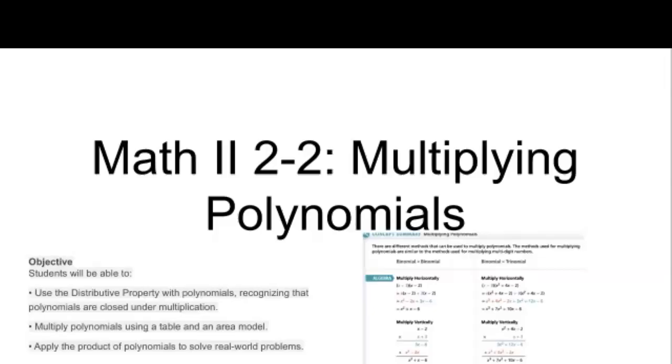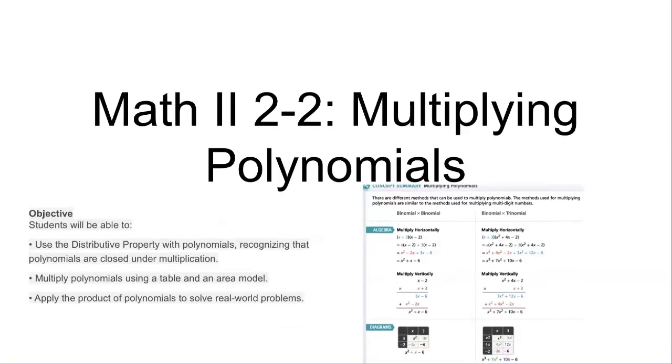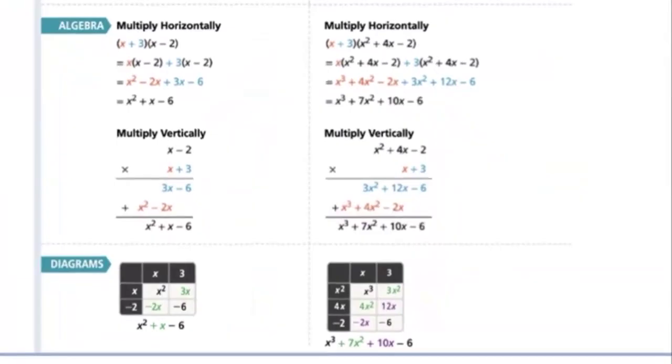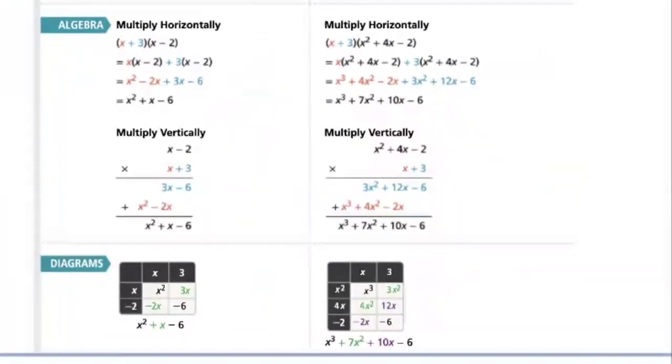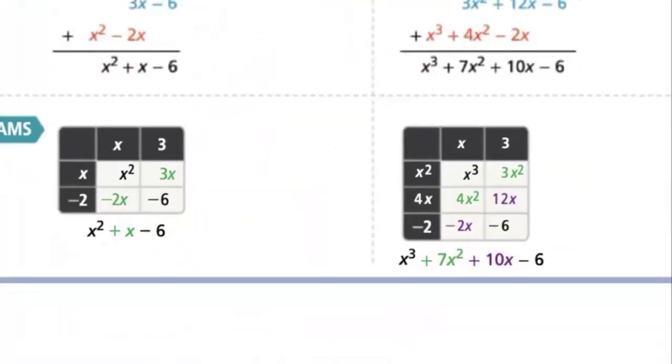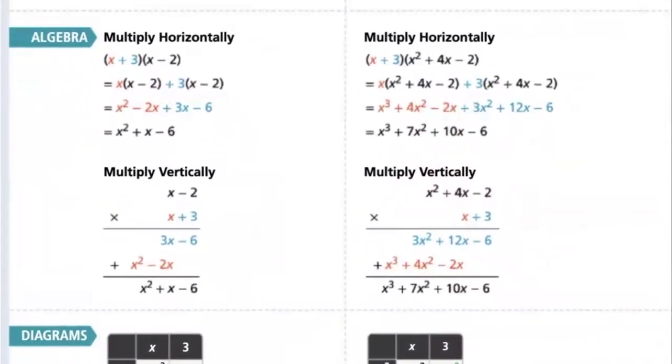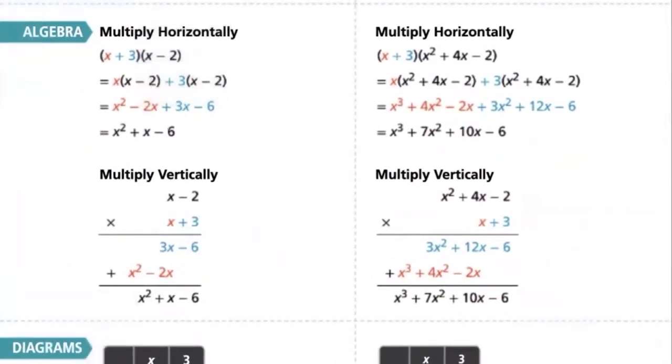All right, 2-2 multiplying polynomials. It's honestly just distribution with more than one term. There's three ways of doing it. You can either multiply horizontally, multiply vertically, or do the box method. I personally think the box method is the best way of doing these, but there's more than one way. Whichever one you prefer is perfectly fine.